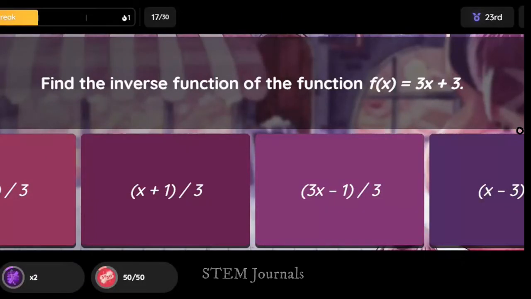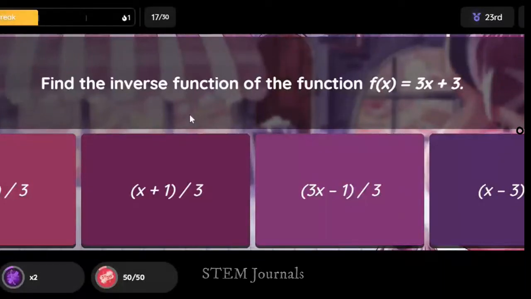Sir Josh, tatapusin ko po ba ito? Or ikakat ko po? Sige, tuloy natin.